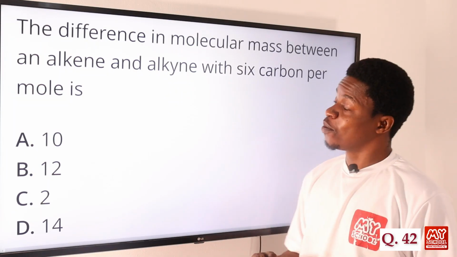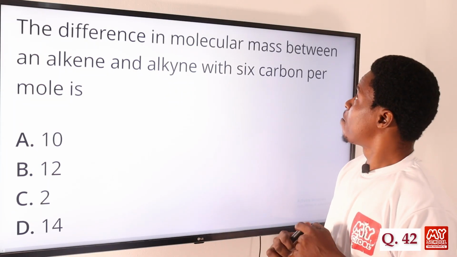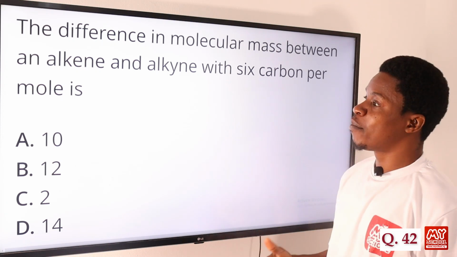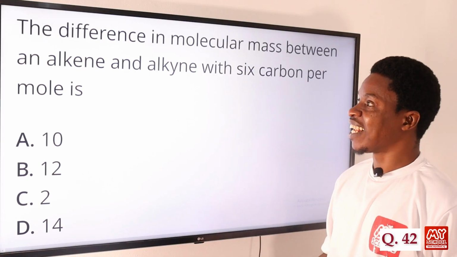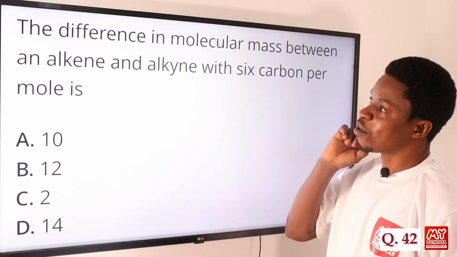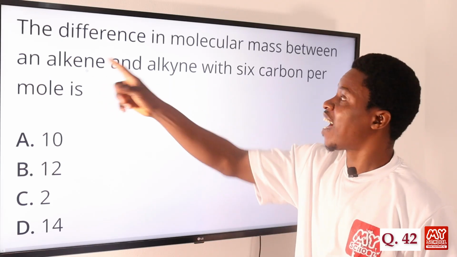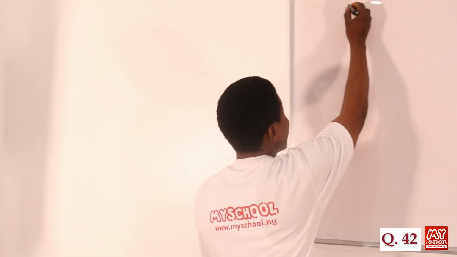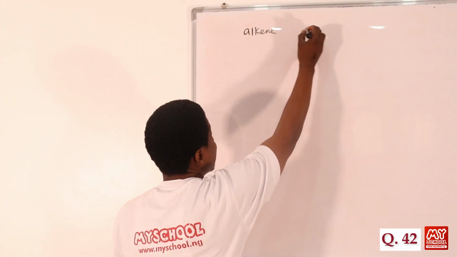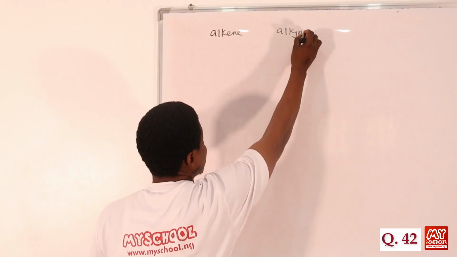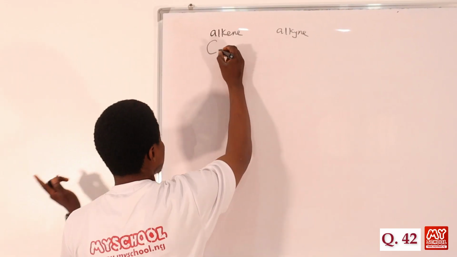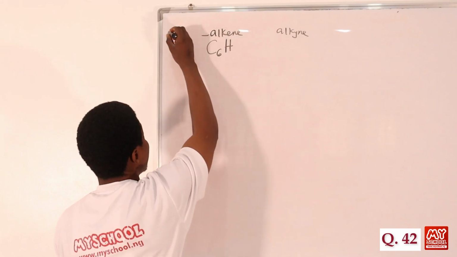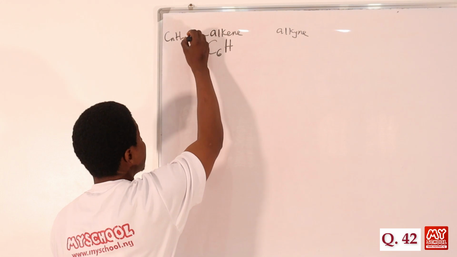Now, question number 42. The difference in molecular mass between an alkene and alkyne with 6 carbon per mole is what? So, which means an alkene family that has carbon 6. Let's go to the board. Okay, alkene with 6, alkyne with 6. So, that is C with 6 carbon. That will be C6H. Then don't forget that alkenes usually have CnH2n. That's their general formula, okay?